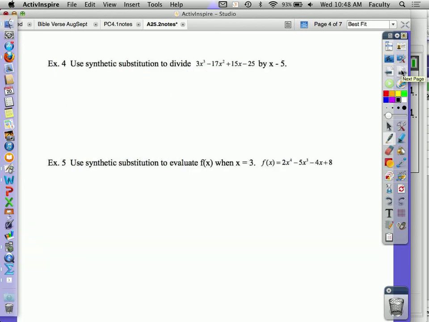It says use synthetic substitution to divide. So we are going to divide. And now, what is C? It says it's x minus C. So what is C? It's not negative 5. It's 5. So we're going to put 5 in the box. And then we have 3, negative 17, 15, negative 25.